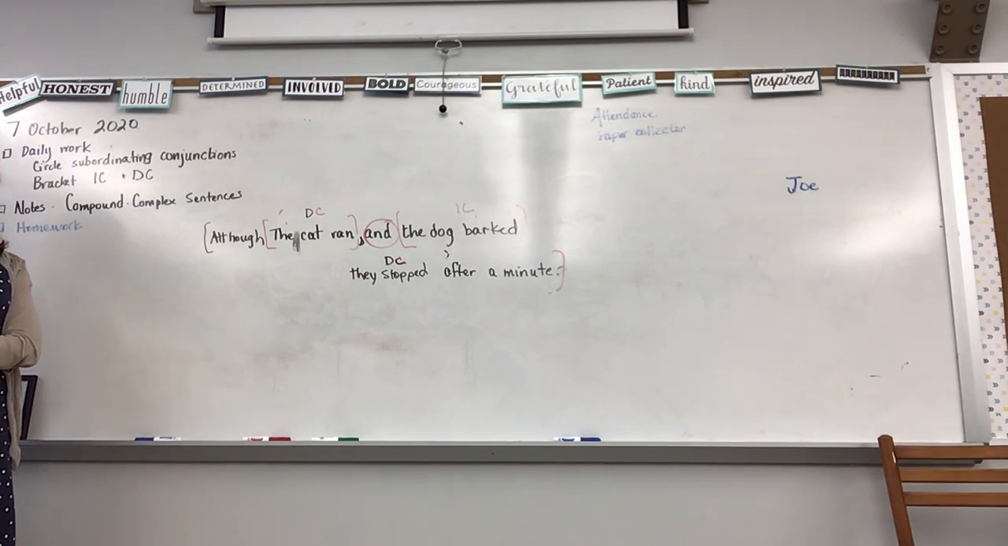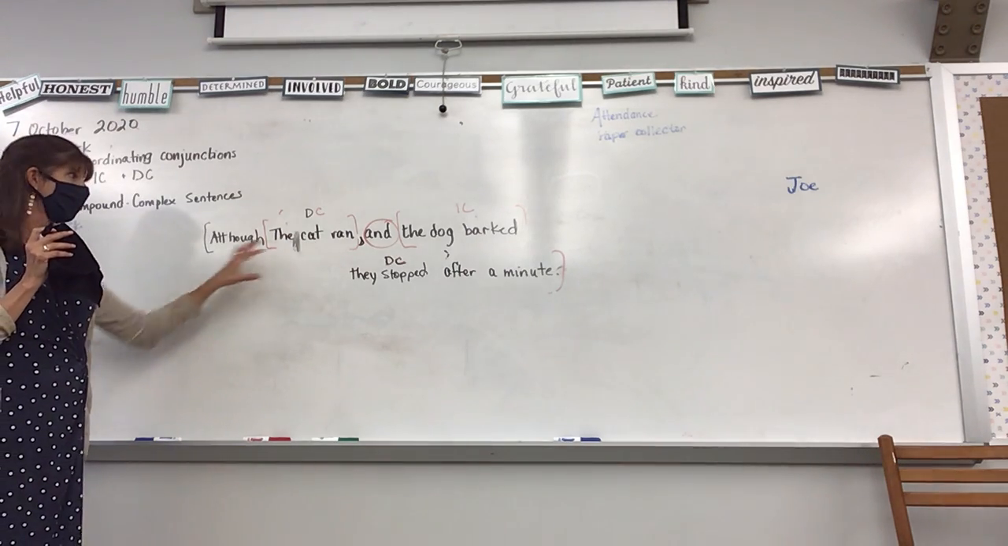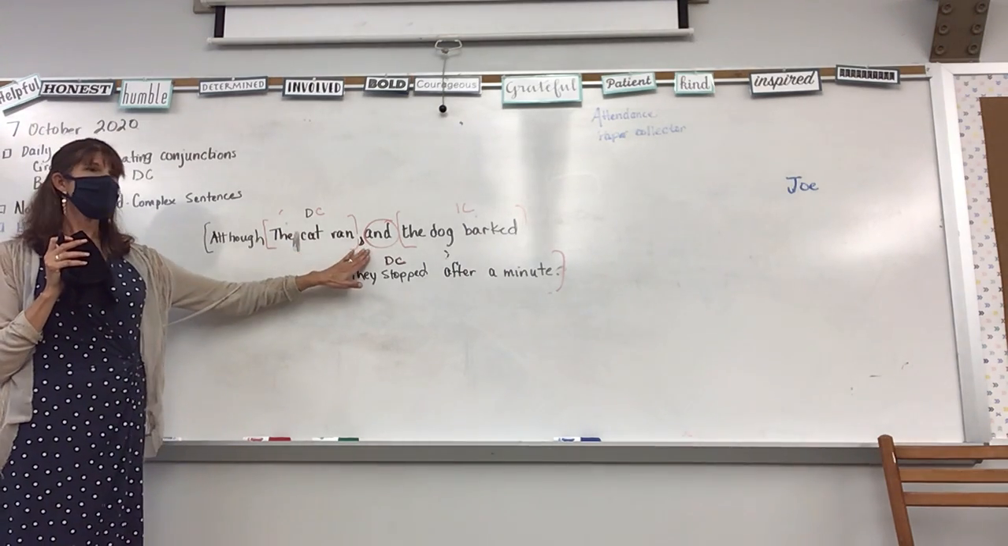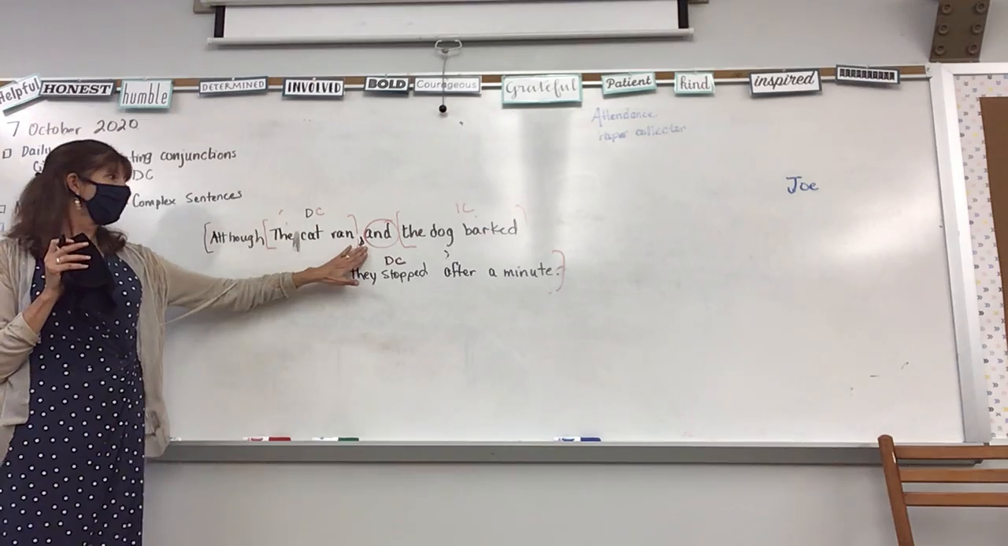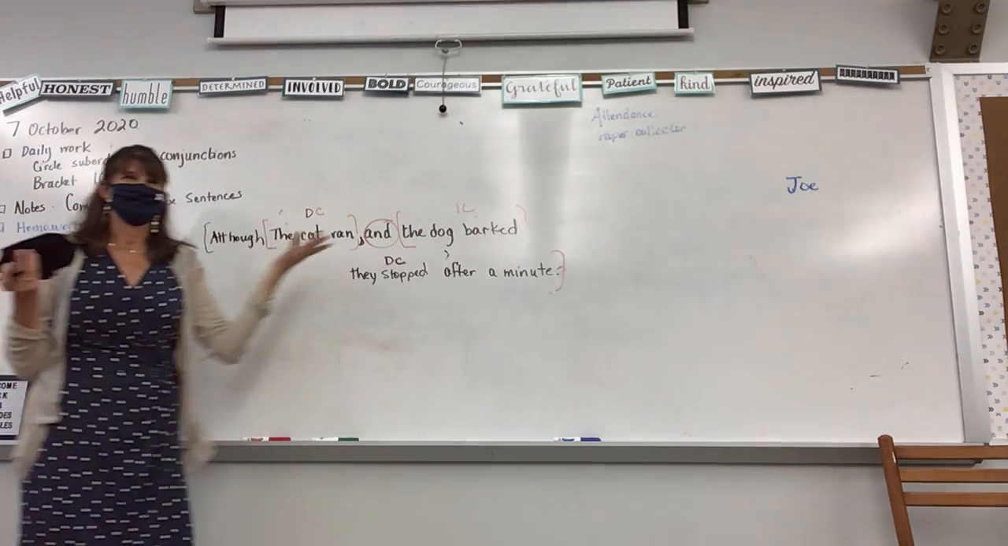But when you are talking, instead of saying, although the cat ran and the dog barked, they stopped after a minute, you naturally take a pause, like it runs on. I agree. I wouldn't count that off in a paper, but I'm just saying grammatically, according to the rules, the comma comes after the opening dependent clause, and you're not going to have it right here, okay?